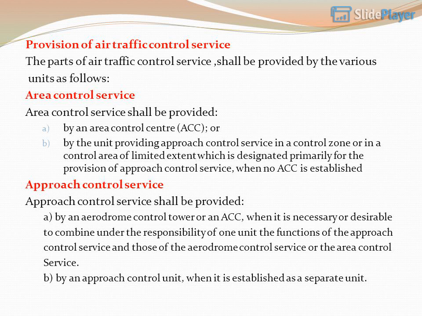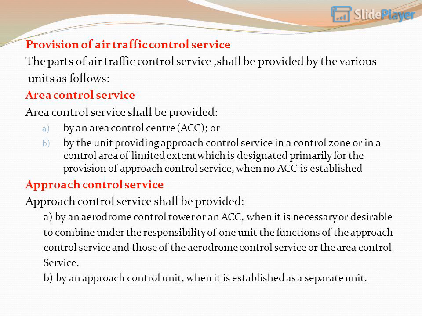Provision of air traffic control service. The parts of air traffic control service shall be provided by the various units as follows. Area Control Service. Area Control Service shall be provided by an Area Control Center, ACC, or by the unit providing approach control service in a control zone or in a control area of limited extent which is designated primarily for the provision of approach control service, when no ACC is established.